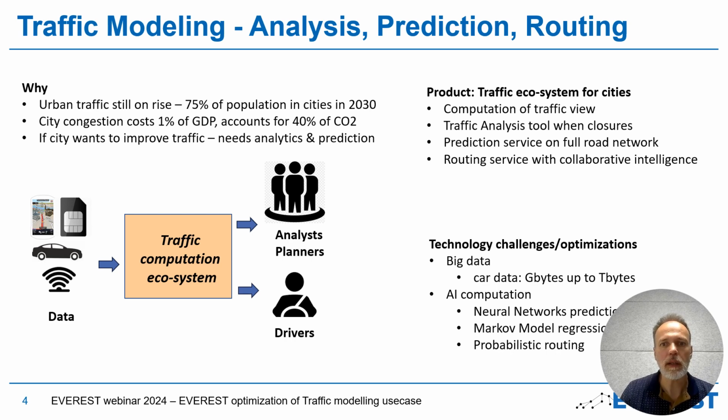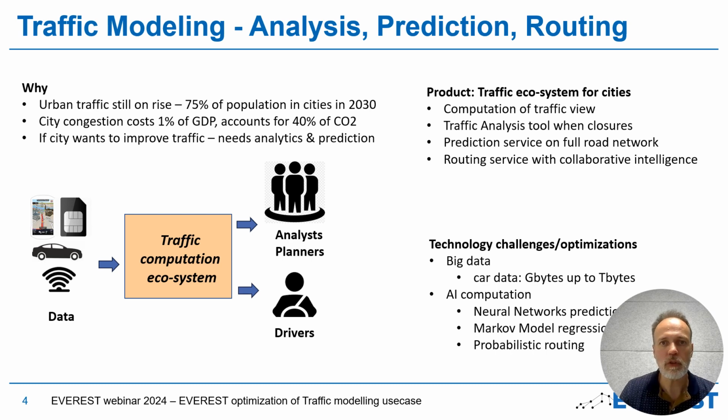More concretely, our product contains computation of traffic view, a traffic analysis tool. Well, that's the functionality of what-if analysis, so city can investigate what will be the traffic state if, for example, road closes or tunnel closes. Then we provide a prediction service on a full road network, both short-term prediction and long-term prediction. And last but not least, routing service with some collaborative intelligence for drivers.